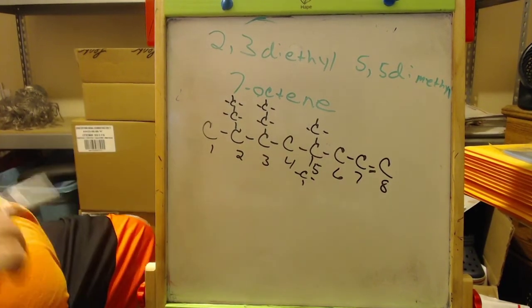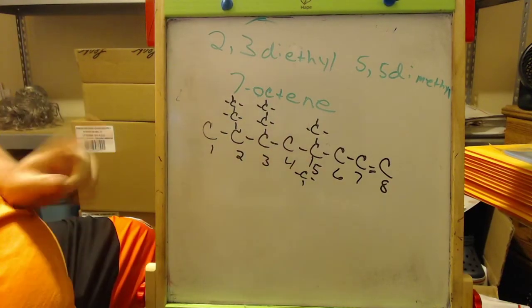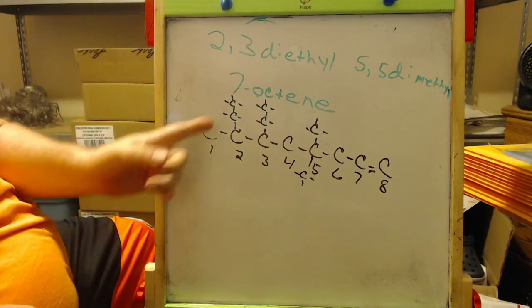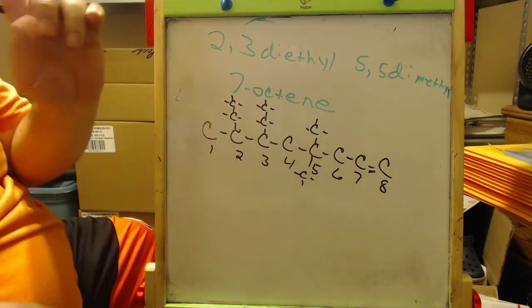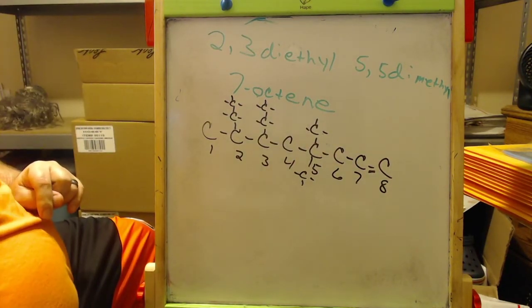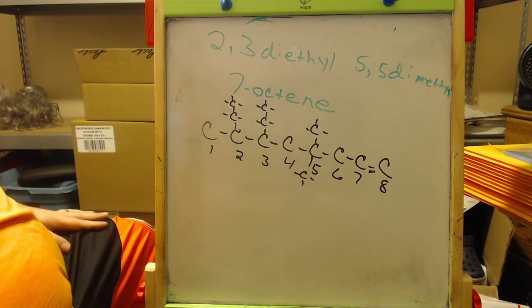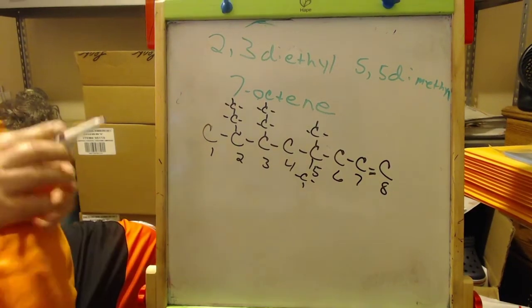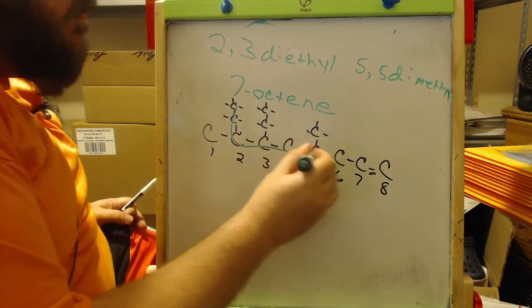So let's see if this makes sense. We already know that this is wrong because the numbering should go this way. But let's see if we have our longest chain. 1, 2, 3, 4, 5, 6, 7, 8. I already have 9 there, if I go that way. 1, 2, that's not going to help me. So 9 is actually going to be my longest. My longest chain is actually going to be this right here.